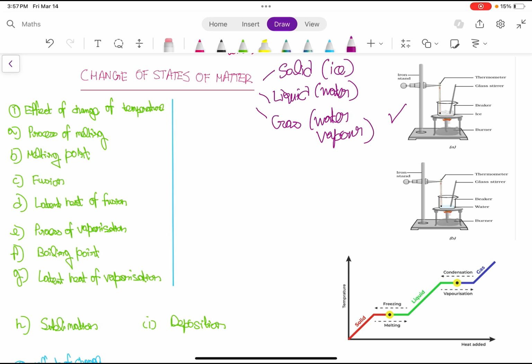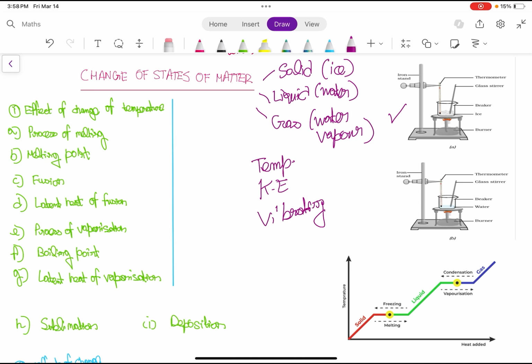Basically, what is happening is that when the temperature of solids increases, the kinetic energy of particles increases. That means particles start vibrating with greater speed. Energy supplied by heat overcomes the forces of attraction between the particles, and the particles leave their fixed positions and start moving more freely. A stage is reached when the solid melts and it is converted into a liquid. So this is the process of melting.